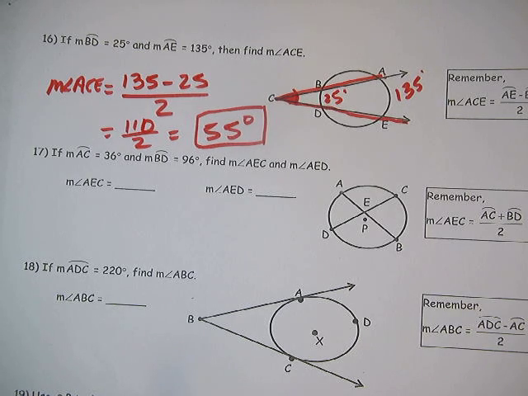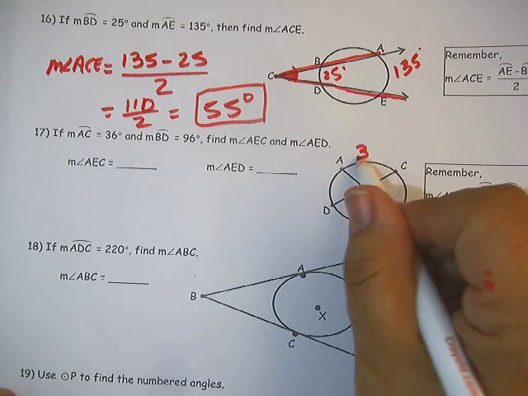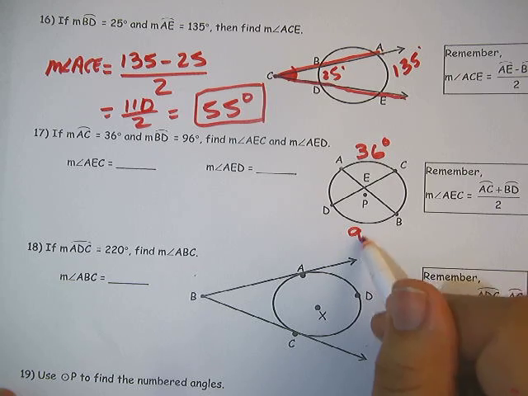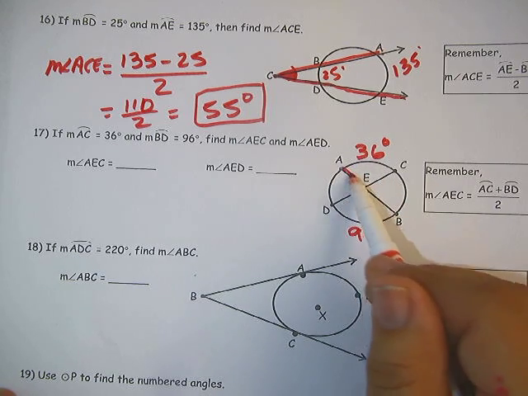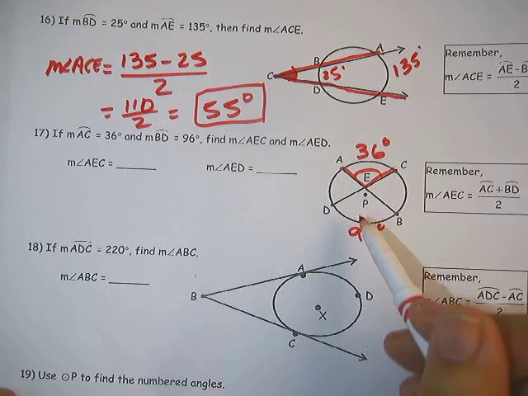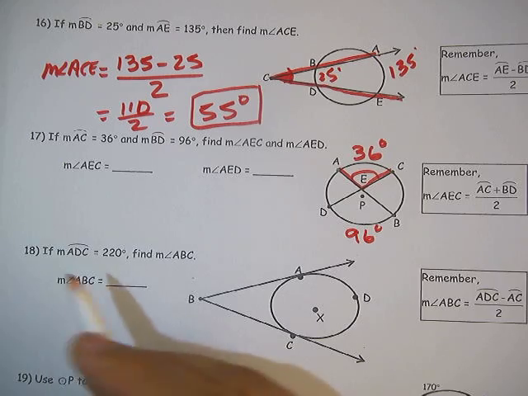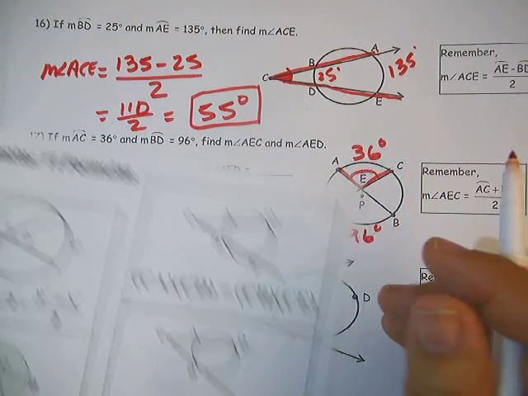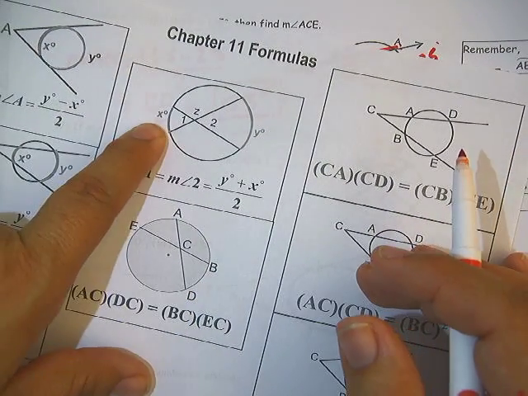For the next problem, they tell me that the measure of arc AC is 36 degrees. Arc BD is 96 degrees. They want to know angle AEC, so this one right here, and angle AED. So let's focus on angle AEC. Well, AEC, if you refer to your chart, your formulas, there are two of them. This one has to do with segments, and this has to do with angles.